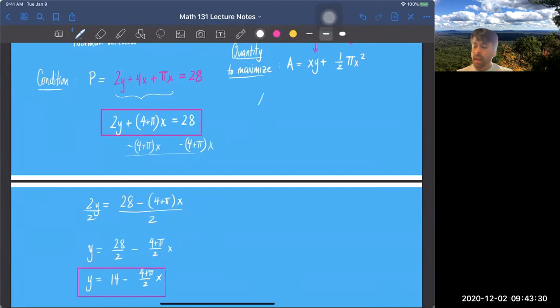So now I can replace this y with this expression. So this will be x multiplied by 14 minus ((4 plus pi) over 2) x, plus (pi over 2) x squared. And then I can distribute and I get, this is a function of x, 14x minus ((4 plus pi) over 2) x squared plus (pi over 2) x squared.